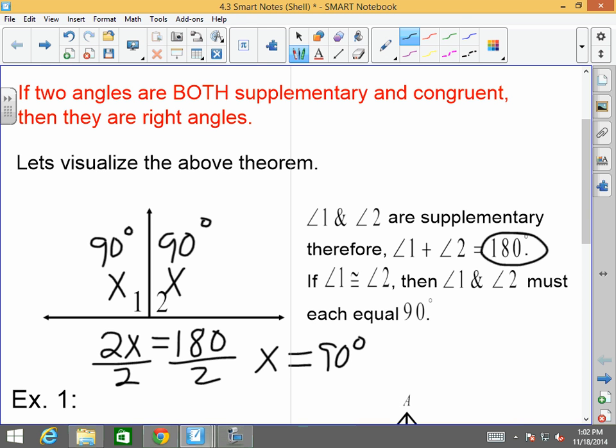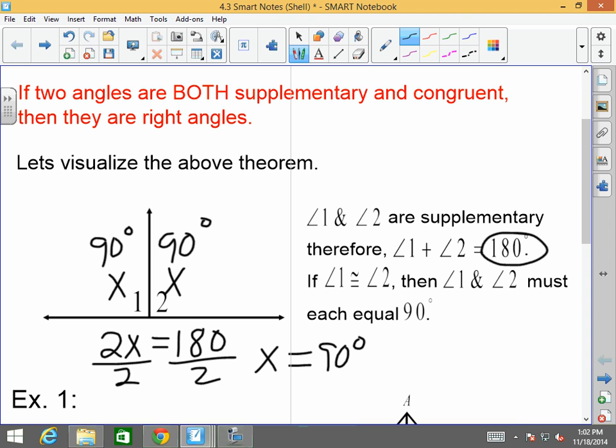Okay? So that is called the right angle theorem, not to be confused with the right angle congruency theorem. If two angles are both supplementary and congruent, then they are right angles. Powerful stuff here, believe it or not. Okay? The good news, that's the only theorem we have to learn today. So live it, learn it, and love it.